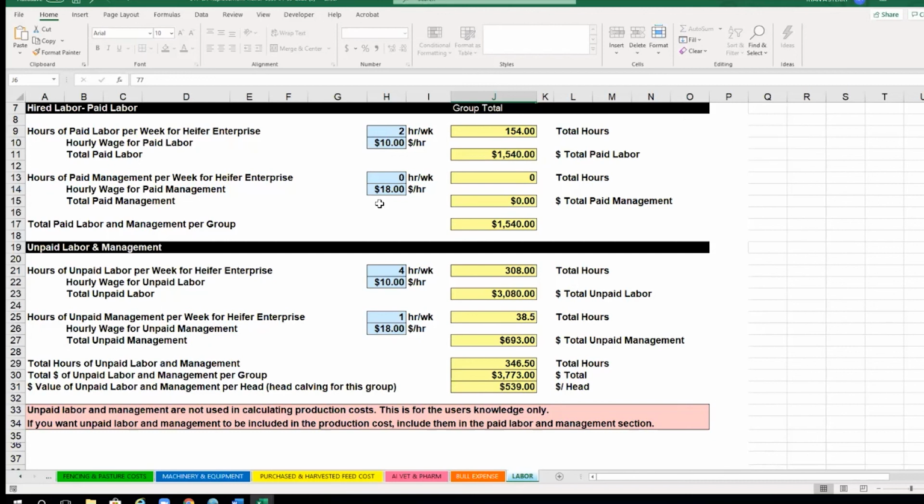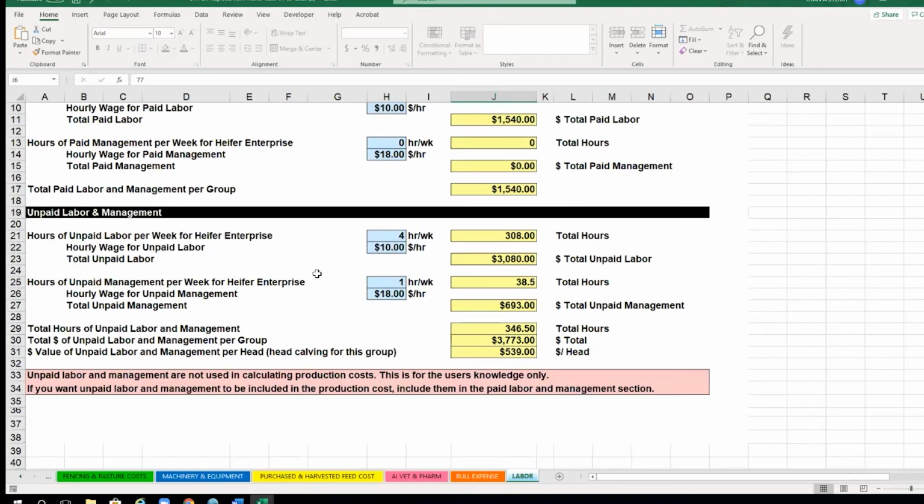The unpaid labor works very similarly. In this case, we don't have any unpaid labor. And again, that number isn't included in the total calculation. It's just to give you an idea of what you're putting into the enterprise out of your own unpaid labor. Works very similar when we move down to labor and management.